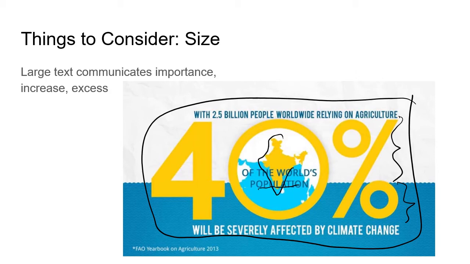Also, we have India, for whatever reason, they're highlighted in the middle. What is this trying to tell me? I know that 40% of people will be severely affected by climate change, and that has to do with our reliance on agriculture. I would need more information here. So in my opinion, even if this is part of a larger framework of information, this is kind of a waste of space.